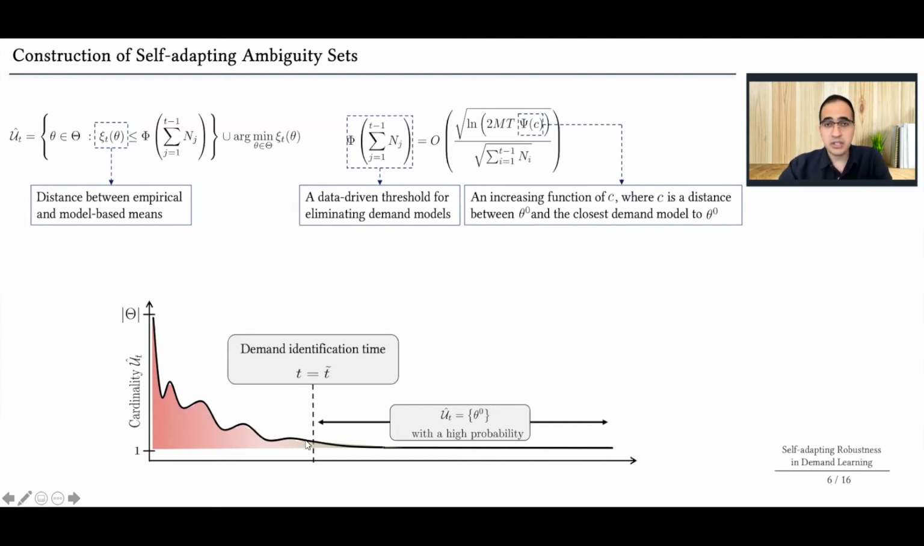The time at which we have observed enough data to identify the true demand parameter, we refer to as the demand identification time. Specifically, T tilde equals the first time at which the amount of data revealed is greater than or equal to this constant. If this condition never happens, then we set T tilde to T plus 1. Therefore, the demand identification time is the first time that the ARL policy identifies the true demand parameter.